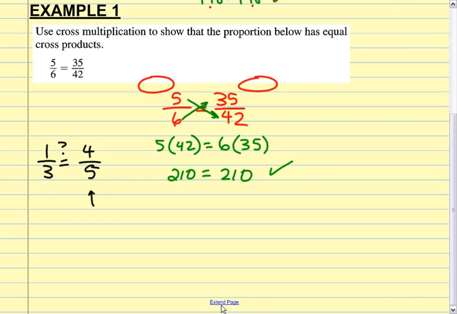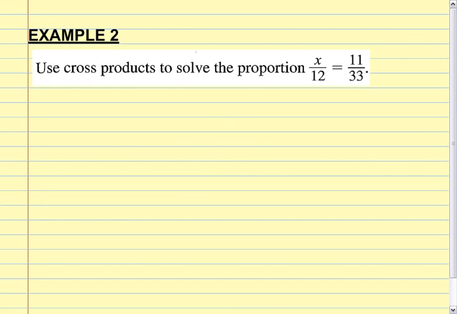Now watch what happens. Cross multiply from the bottom up. 3 times 4 is 12, right? And then from the bottom up, 5 times 1 is 5. Which of these two numbers is bigger? So this fraction is bigger. Now, we weren't talking about that there, but it's good to look at it.